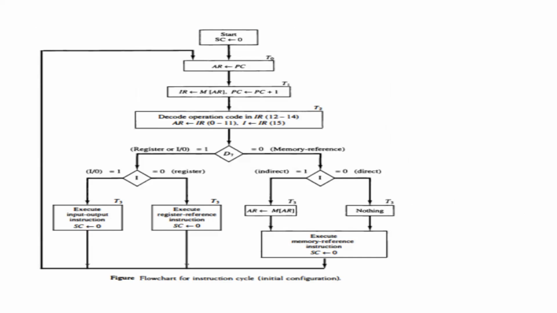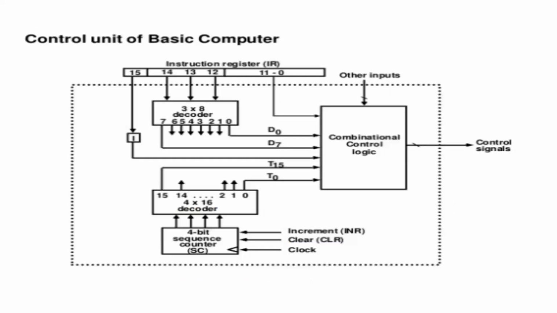Before we know about the instruction cycle, we have to know about the control unit of the basic computer as well as the fetching phase. Let us discuss the control unit of the basic computer. The block diagram of the control unit is displayed in this figure. It includes two decoders, a sequential counter, and several logic gates. The instruction that is read from the memory is placed in the instruction register, that is IR. Here the IR is divided into three parts: address, opcode, and mode.